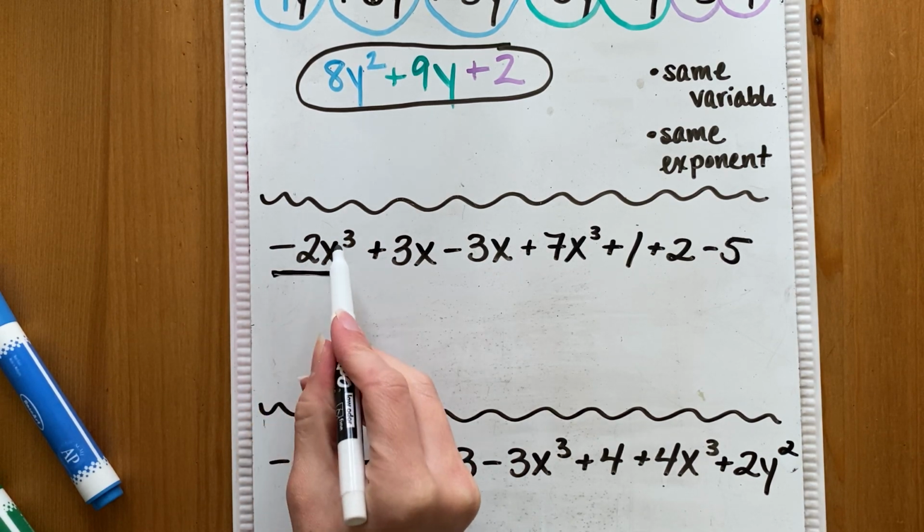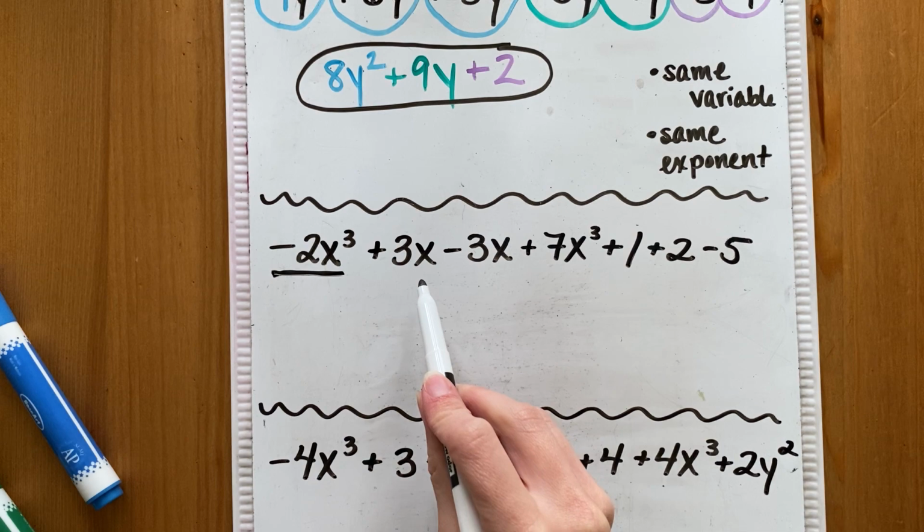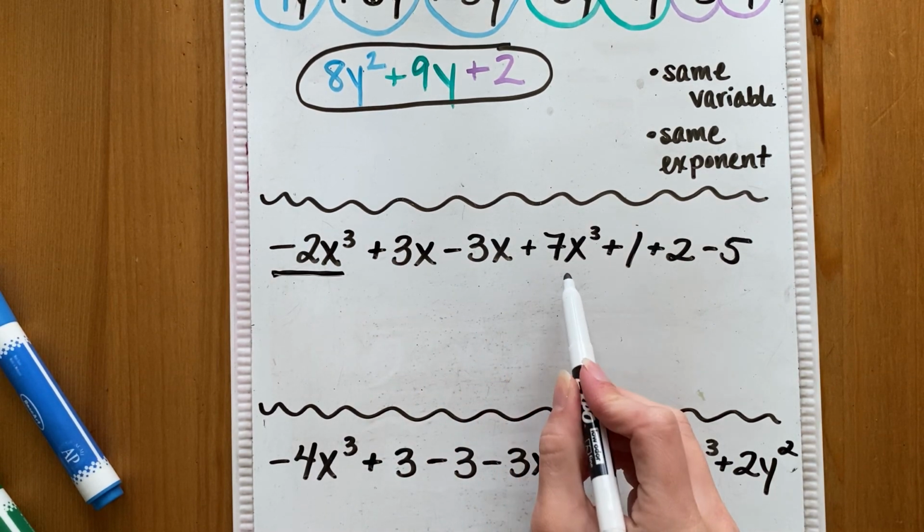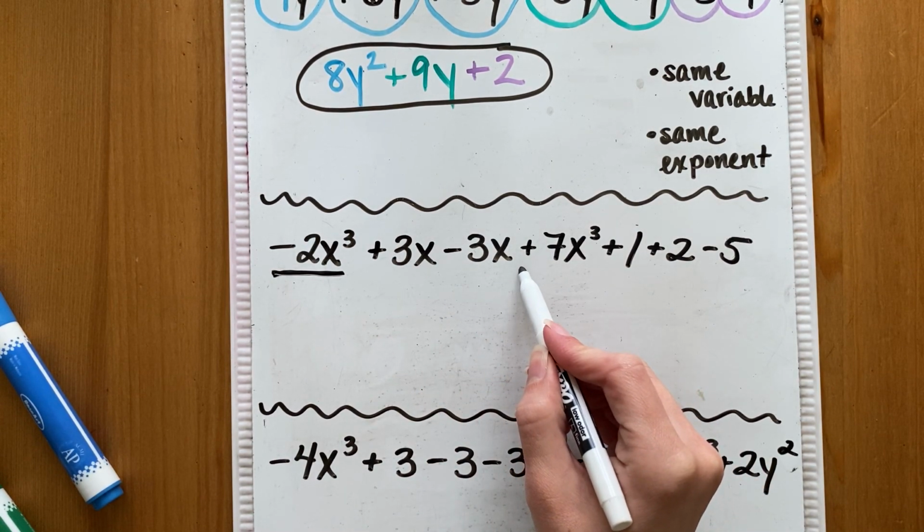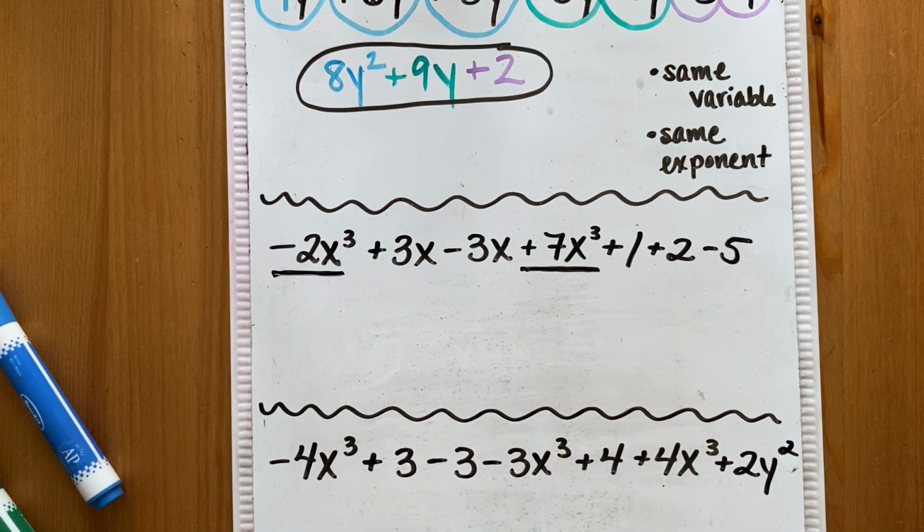So we have -2x to the third, and then I look through to see if I find any other x to the thirds. Ooh, right here. So I'm going to underline starting at the plus sign all the way underneath that term to let myself know that those go together. It looks like I don't have any other x to the third, so I'm going to move on to the next set of terms here.